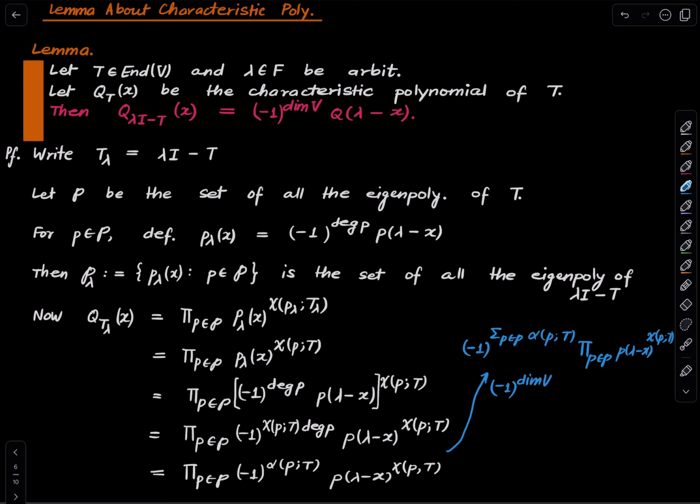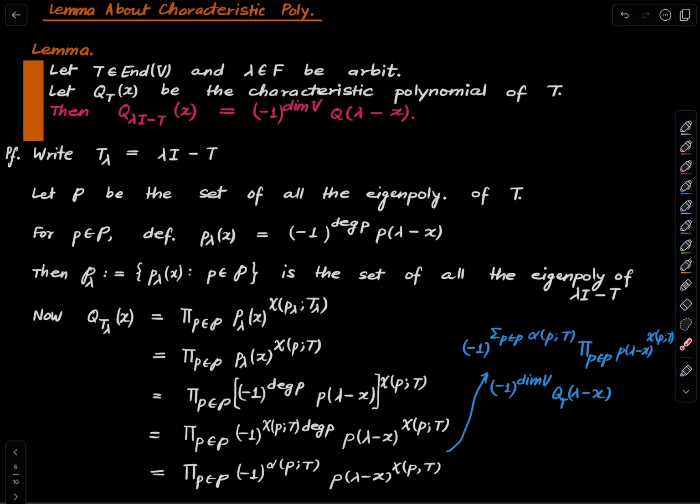And here, if you look at the expression for the characteristic polynomial, this is nothing but q of lambda minus x. So the characteristic polynomial of T is just x in place of lambda minus x here. Since there is a lambda minus x here, the above thing is equal to q of lambda minus x. And this is what we wanted to prove. That's it. So that proves that the characteristic polynomial of the translated thing is the translation of the characteristic polynomial, but with an appropriate sign just to make things monic.